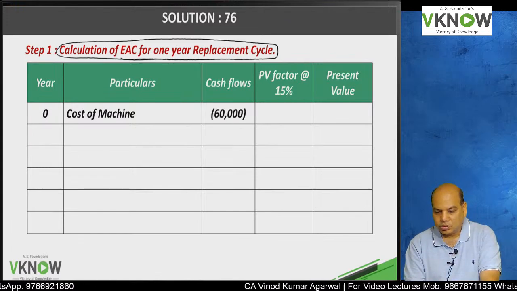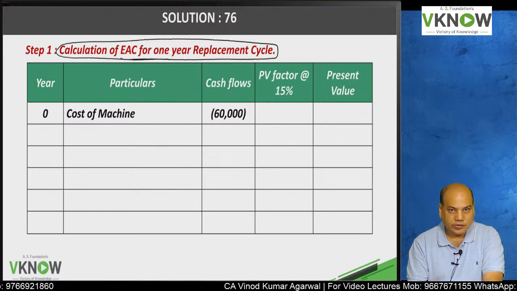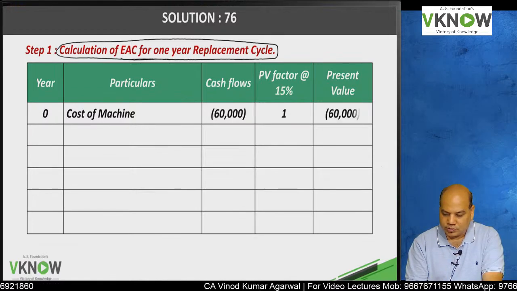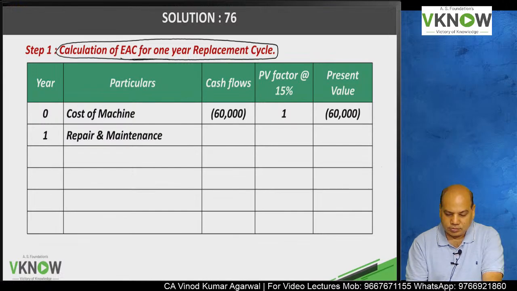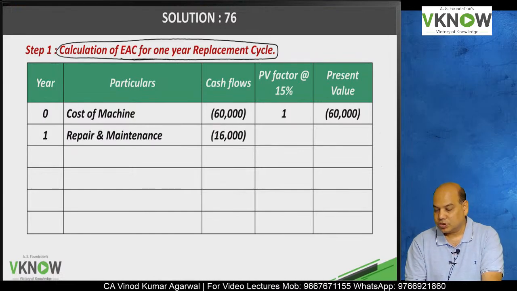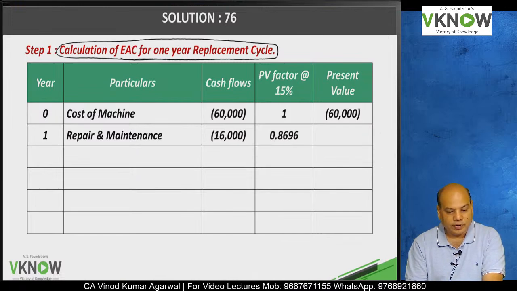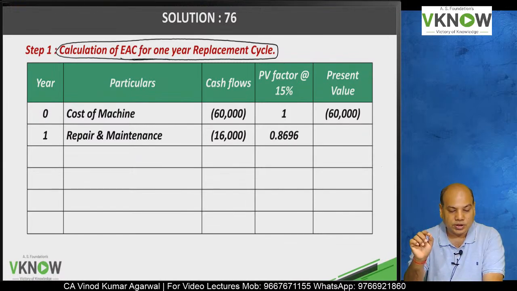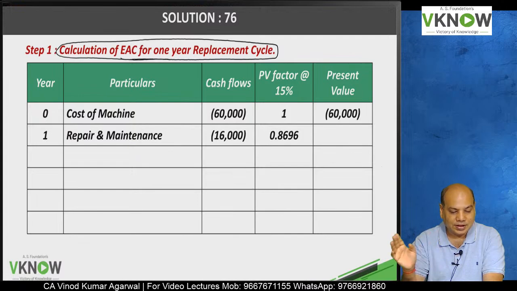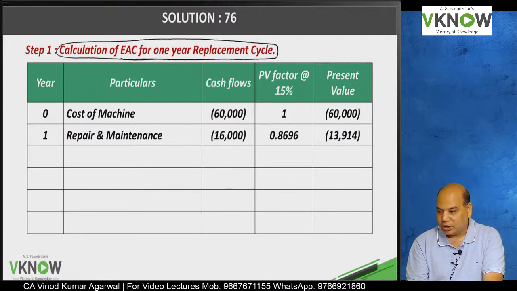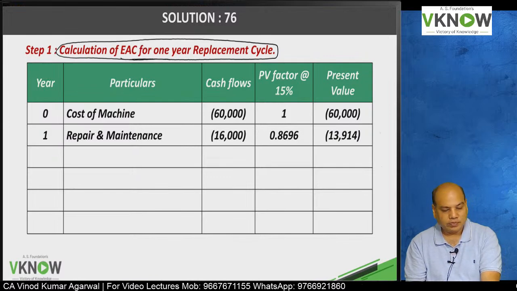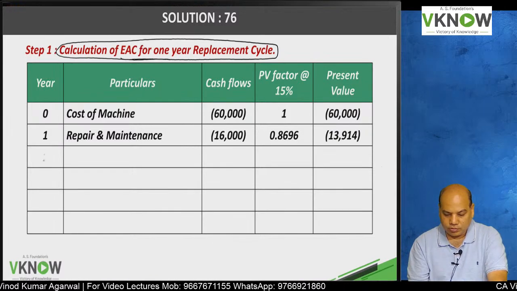In year 0, you have to buy the machine for 60,000, and in year 1, you will incur repairs and maintenance. Repair is 0, maintenance is 16,000. So 16,000 you will incur. The present value factor is given in the problem. Please use the same factor, 0.8696. So you get 13,914.